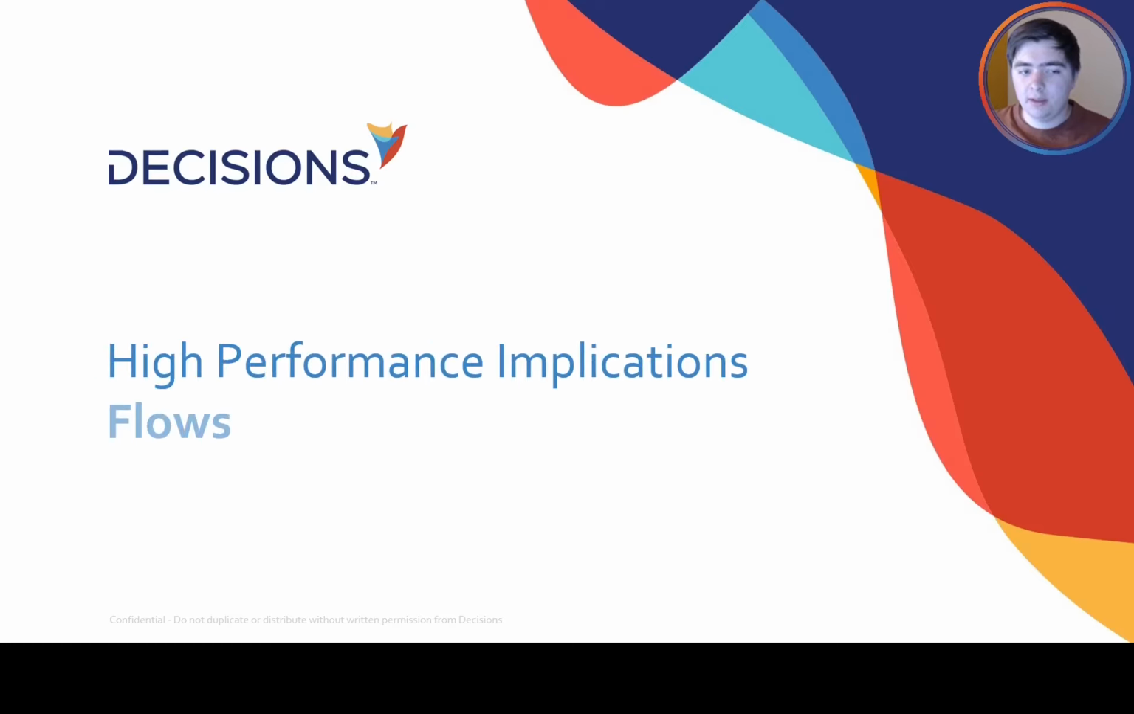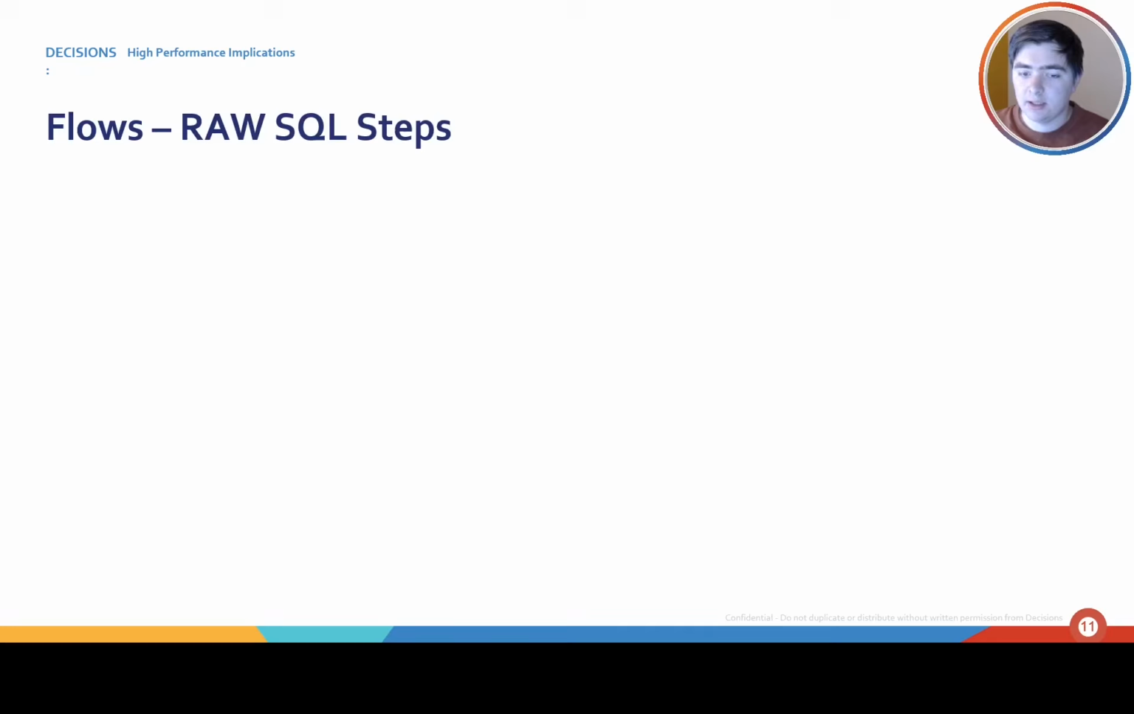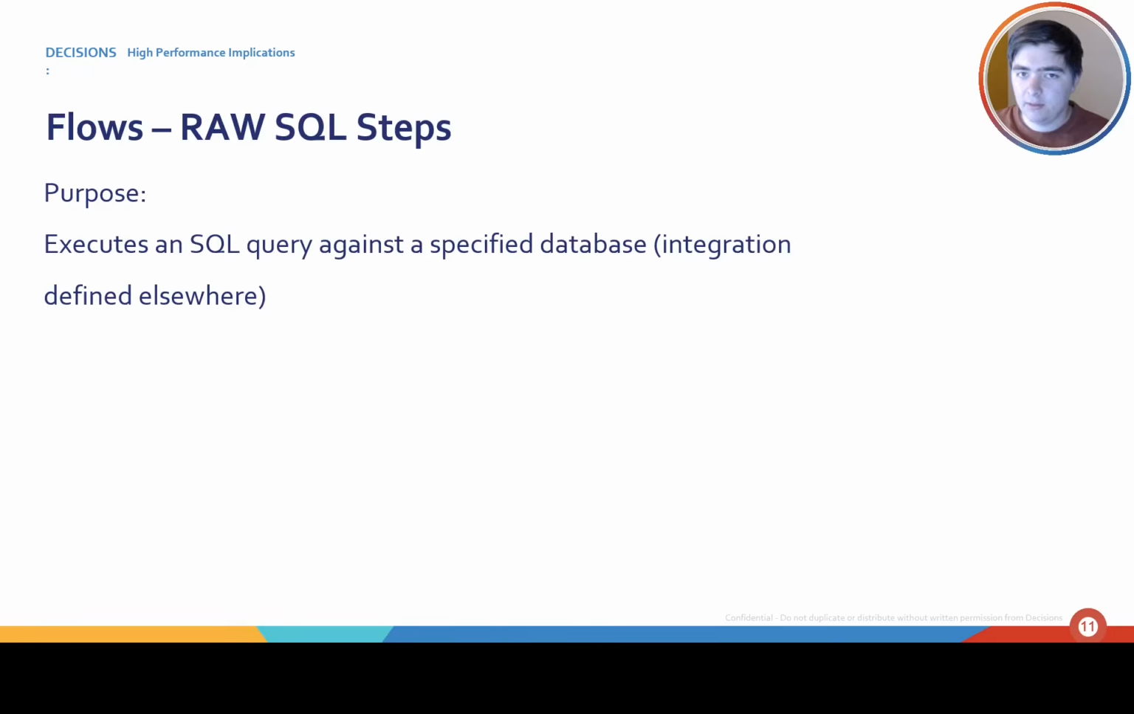This is going to be a high performance implications video, and we'll be going over one of the high performance implications features within the flows category. That feature is going to be the raw SQL step. Let me explain what it actually does. This executes a SQL query against a specified database. The integration to that database is going to be defined elsewhere in your environment. So it executes a query.